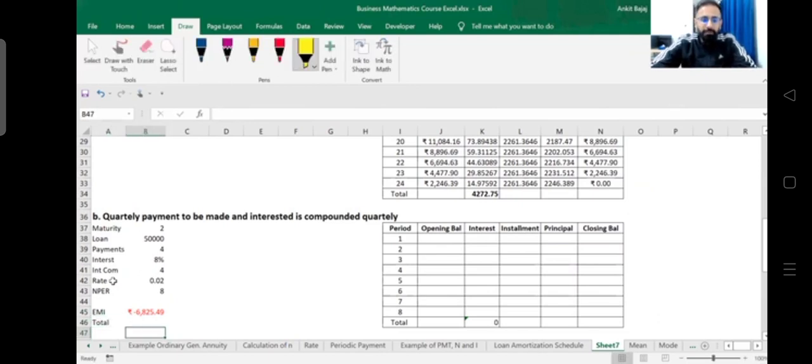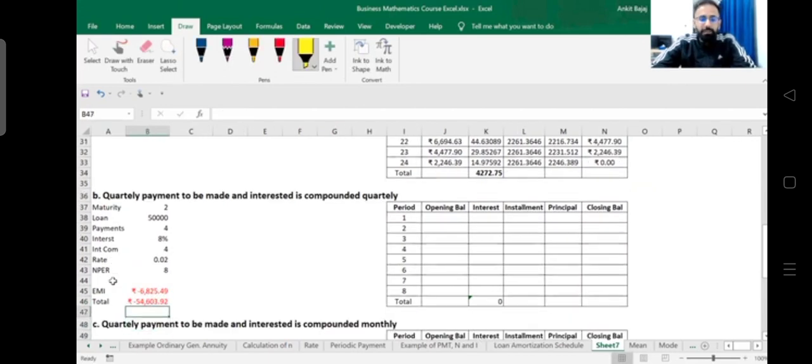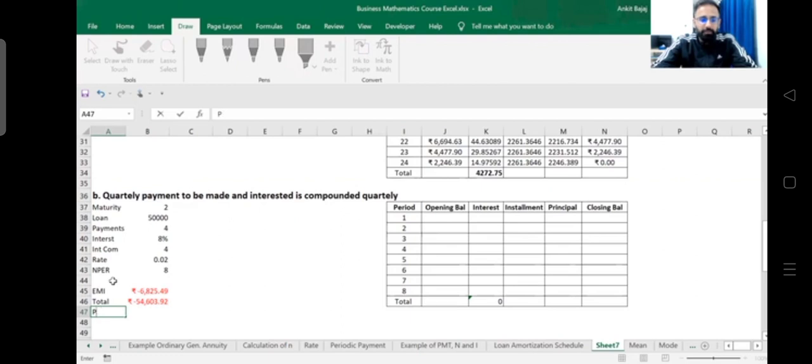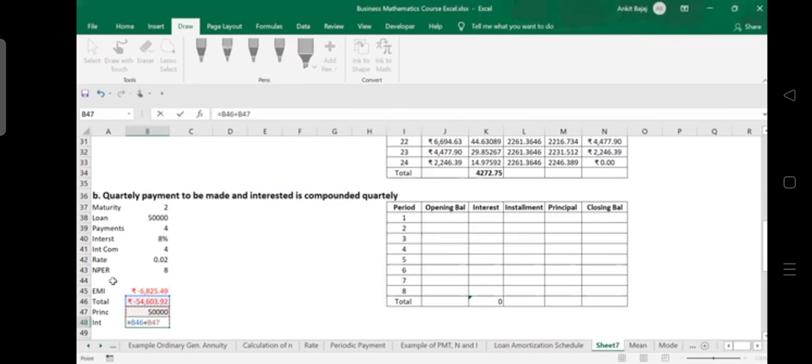What total amount will the company be paying in 8 quarters? So 6,825 into 8, and the company will be paying this much amount. What will be the interest amount? I will reduce the principal amount from here. The amount is 50,000. The interest amount is going to be the loan value minus, I will write plus because the loan is negative. I press enter, and it will be 4,603. So the company will be paying interest of 4,603.